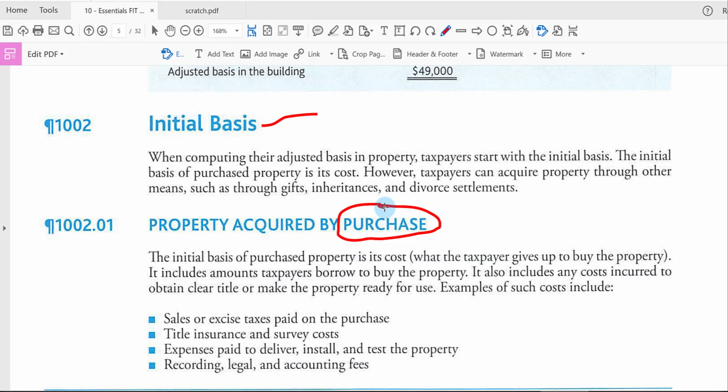But inside of this initial basis would be any sales taxes you have to pay. Title insurance and survey costs, typically this will be paid by the seller, not the buyer. But if the buyer has to pay for it, then that would be added to the purchase price. Here are shipping costs, installation costs, costs incurred just to test the property before it gets ready for use. This is especially true for business use. And here's all the paperwork costs for acquiring the property. All of this cost is combined together for the initial purchase price, the initial basis.